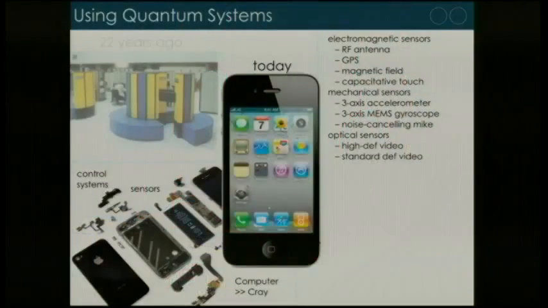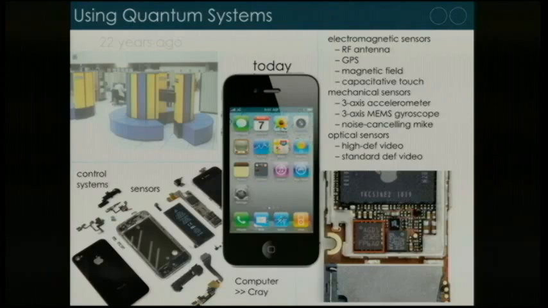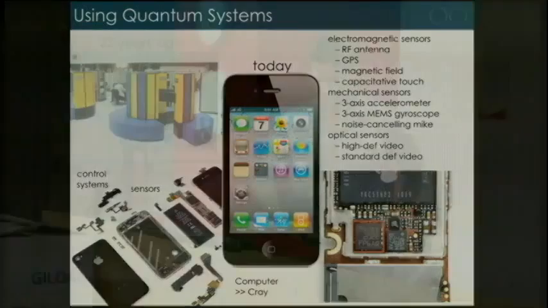And here's some of the guts, shrinking what was formerly a room-sized computer into something that people carry around ubiquitously. These are some of the sensors that live inside a modern smartphone. There's electromagnetic sensors, GPS, can sense magnetic fields. The screen, of course, is a sensor. Now, this part here has been replaced by an image recognition gadget. And there's all sorts of mechanical sensors inside it to measure accelerations and so on.